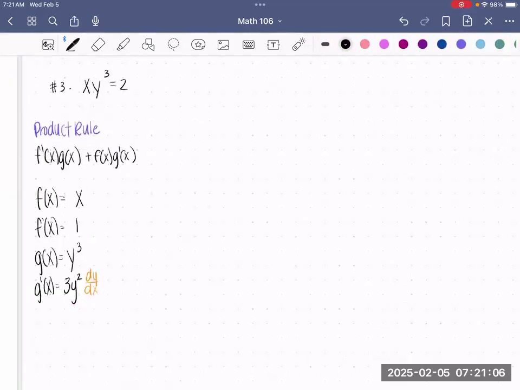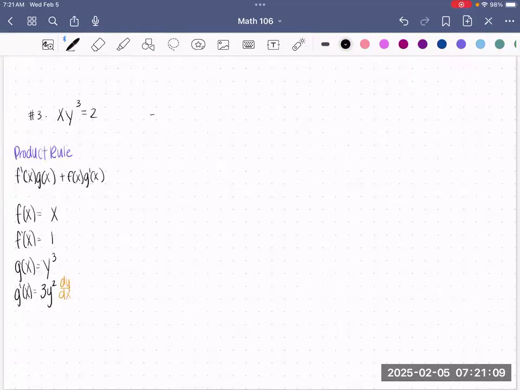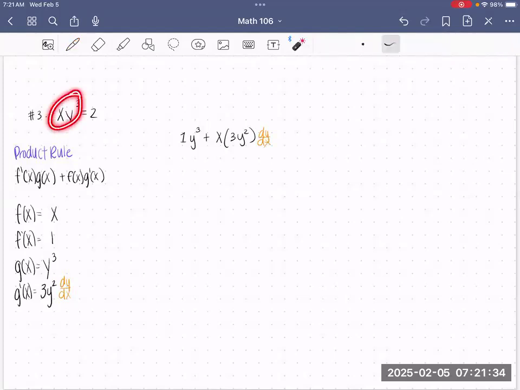Now let's go ahead and put that back together. So we have your product rule, which says your first derivative of x, that would just be 1, times y cubed plus f of x times 3y squared dy dx. That is from this portion right here. Now let's go ahead and derive the other side. So deriving the other side, we should get just a 0.